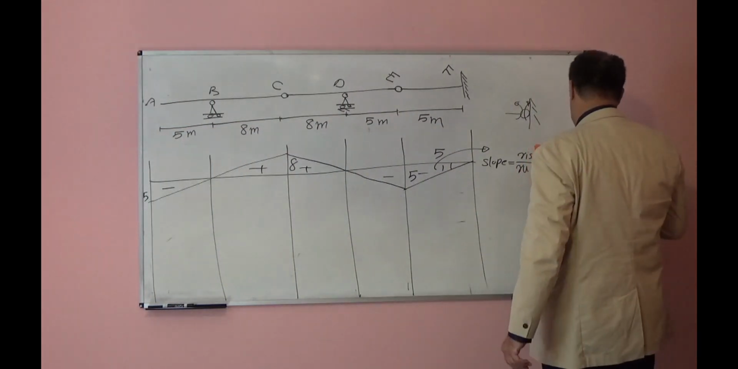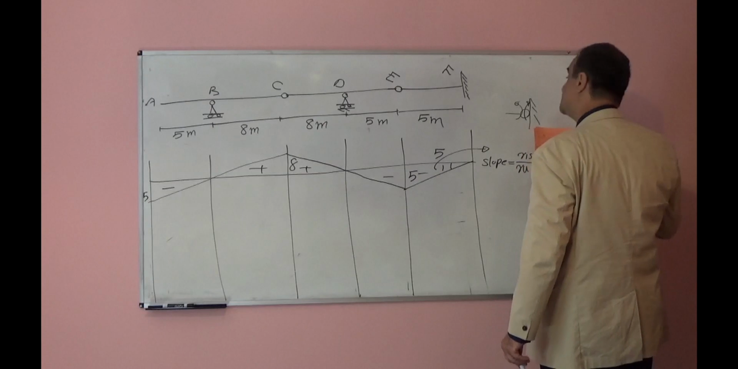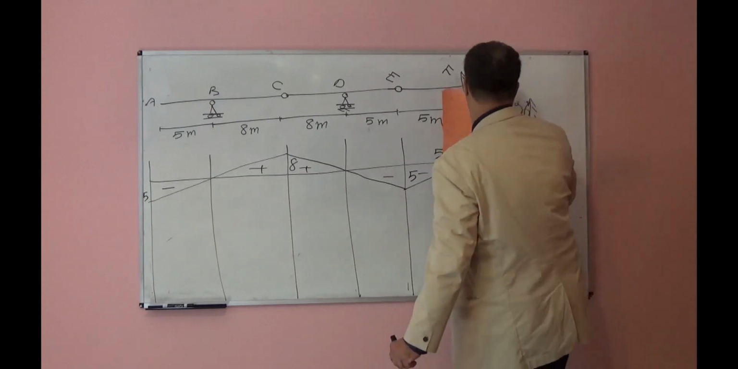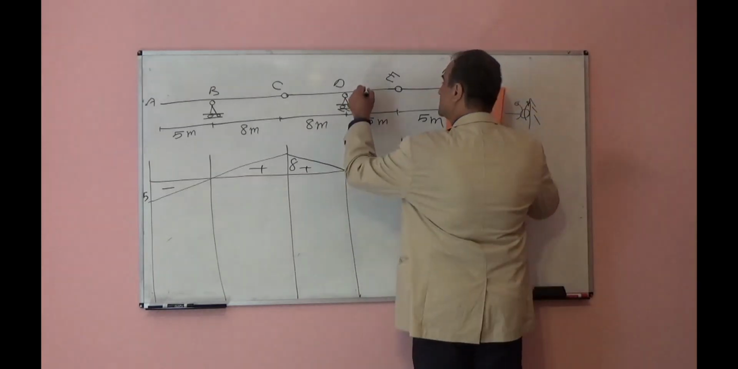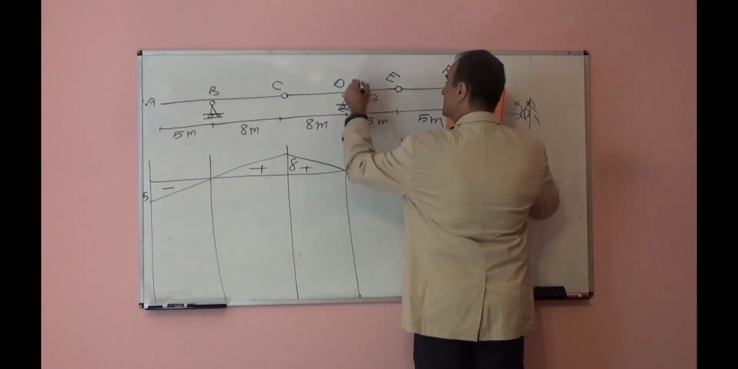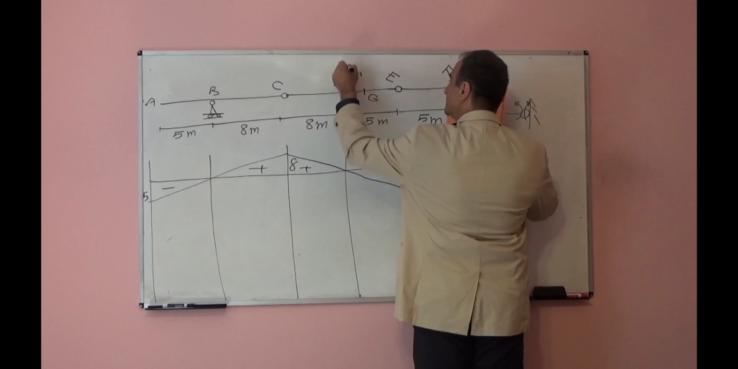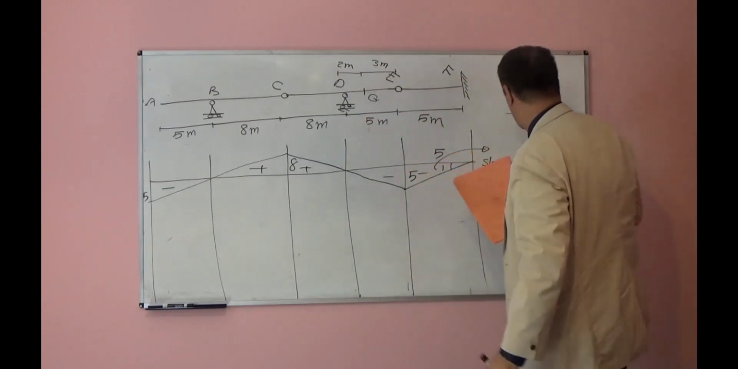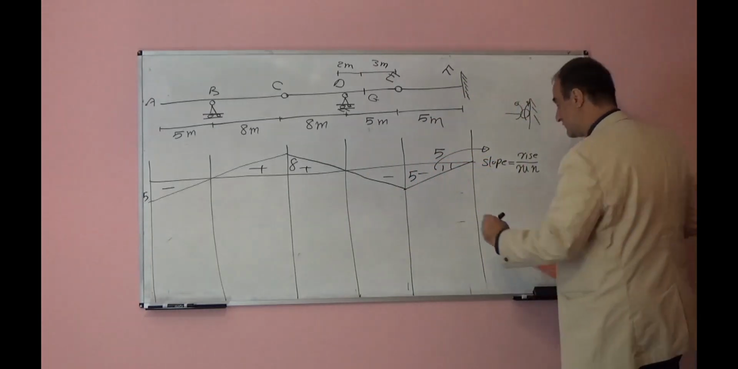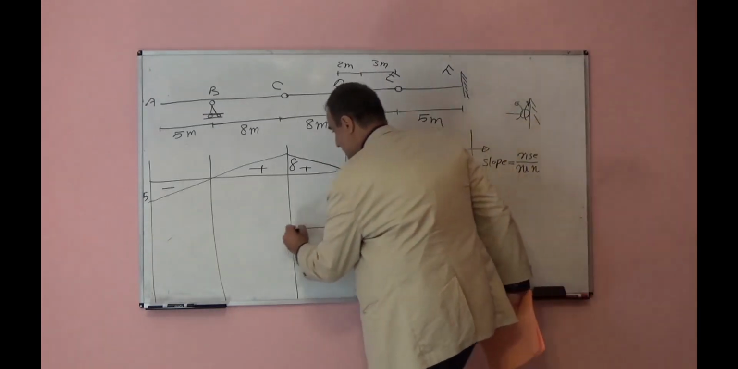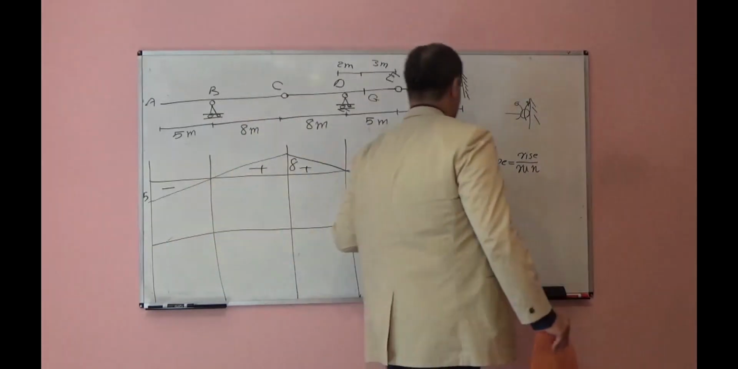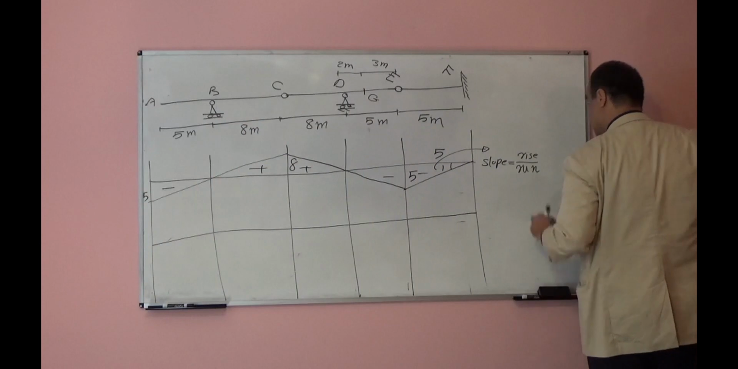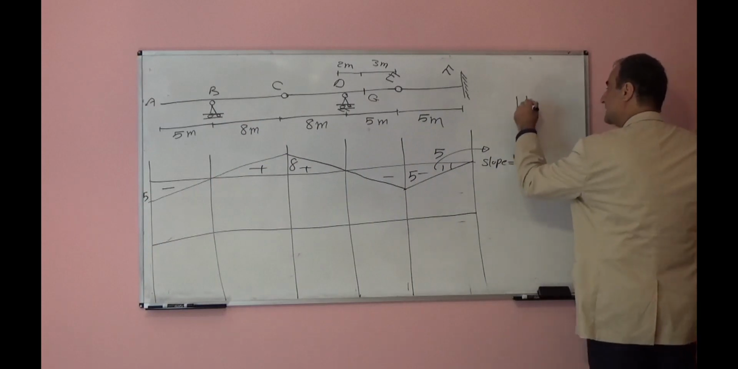Let's draw shear force at point G. Point G is here. I find a location for point G. Point G is here, 2 meters from this side, 3 meters from this side. I want to draw the influence line for shear force at point G. So at point G, I will put this kind of connection.